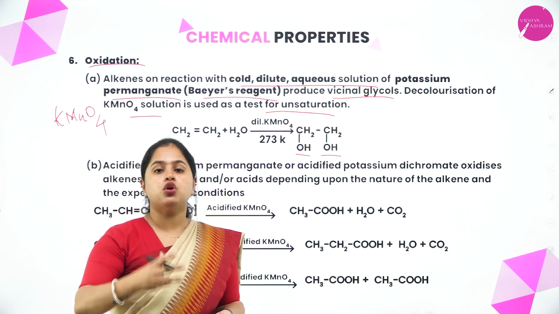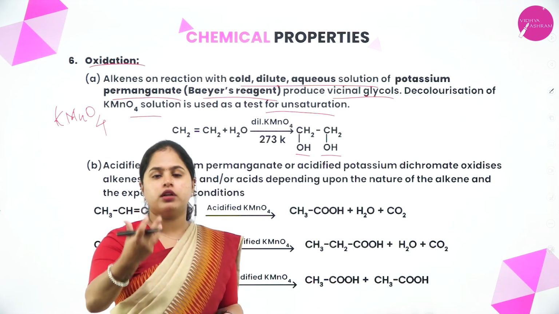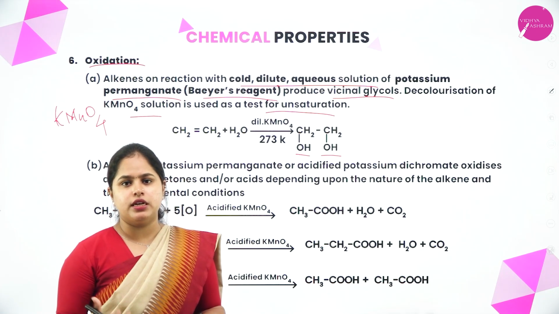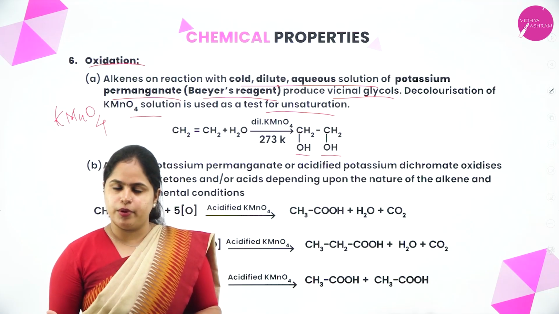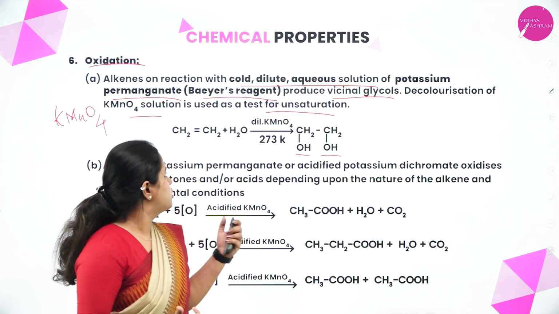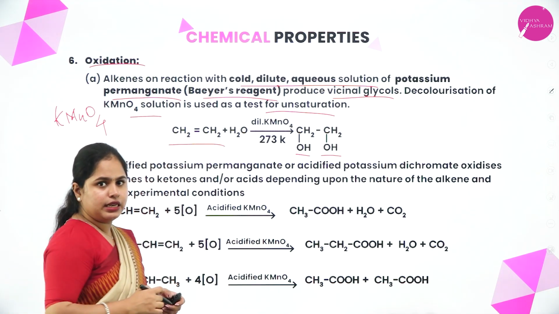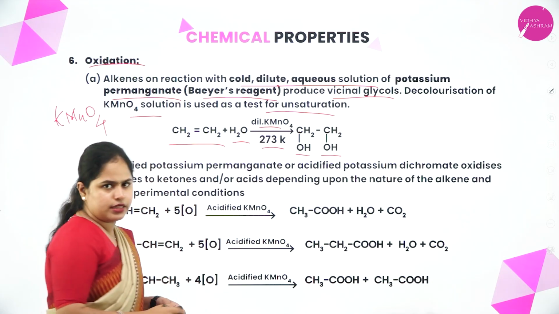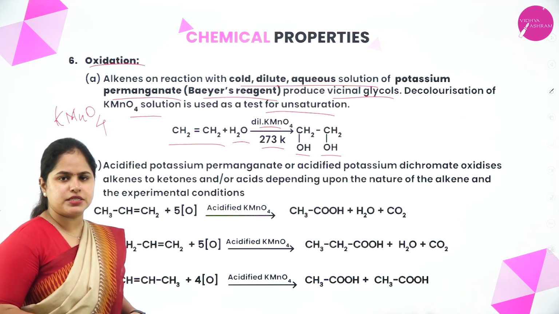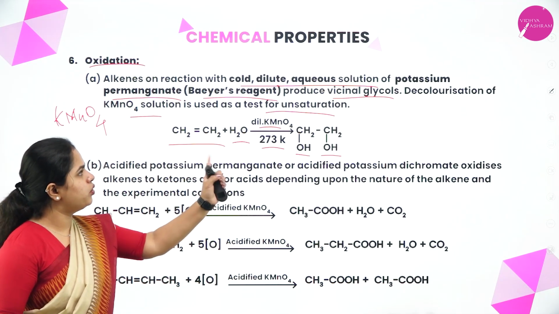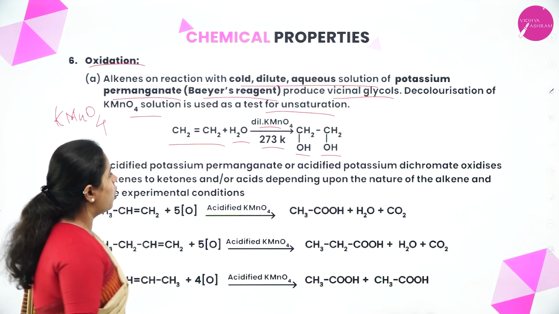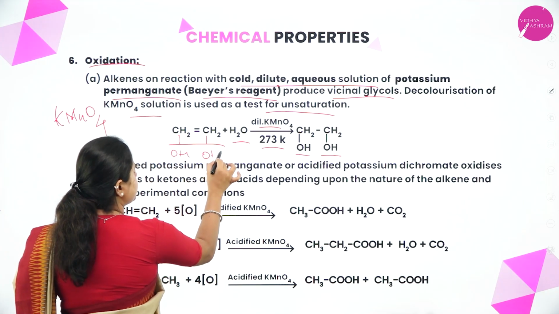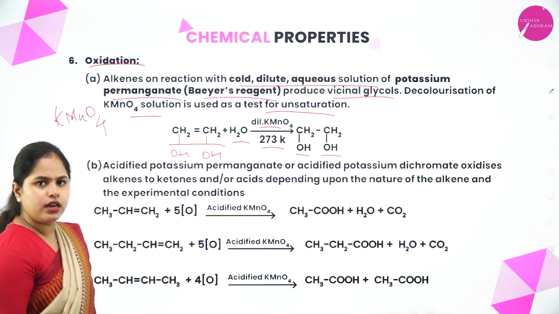That means to identify whether your reactant, the compound or the hydrocarbon which you have taken, has a double bond or triple bond, you can use this test, right? So let's see. We have taken ethene here, to which we are adding water in presence of dilute KMnO4, 273 Kelvin. What is this water present here? It is given cold dilute aqueous solution, right? So what happens? It's simple. OH will get attached here, one OH will get attached here. That's it. So you will get a vicinal glycol.